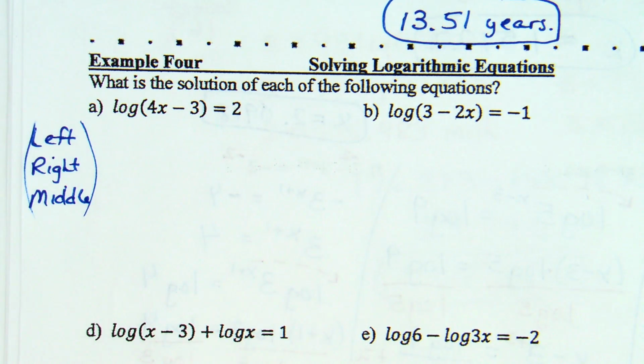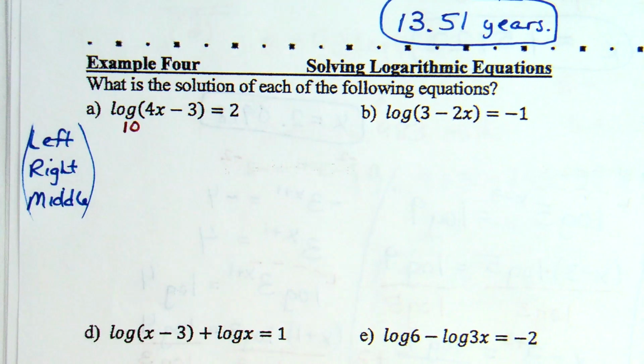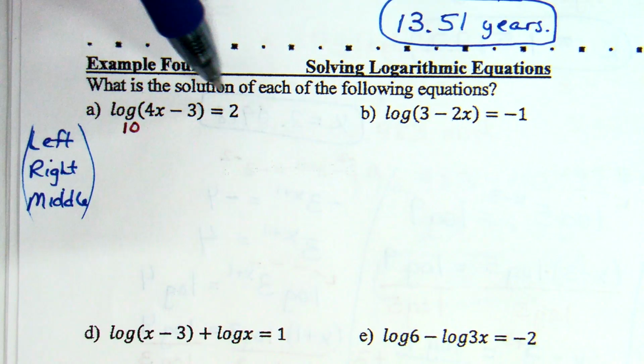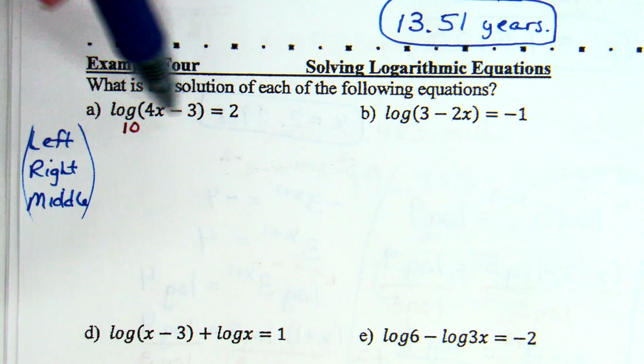But left, right, middle. Now, in order to talk about left, right, middle, what am I missing? What's not showing on this problem? A base, right? So I don't know my left number. What is my base if it's not showing? 10. So this is log base 10 of 4x minus 3 equals 2. Do you remember how that left, right, middle works? Left is 10 raised to the right, which is 2, which equals the middle, which is 4x minus 3.